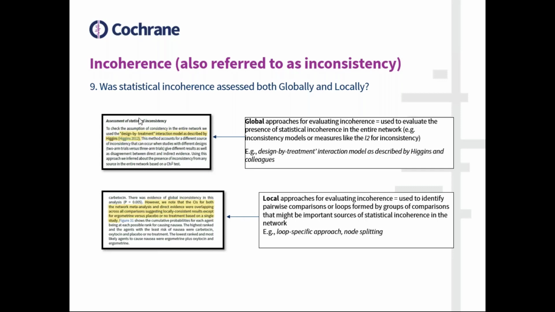So as well as the information in the methods section, which is obviously important for both the protocol and the full review, it's important that it's discussed in the results as well. And the handbook recommends that people should look at local approaches and global approaches. So local approaches is just looking at different loops, whereas the global approach is looking at the whole network. And if you do want more information on incoherence, section 11.4.4.4 of the handbook provides a good explanation as well.